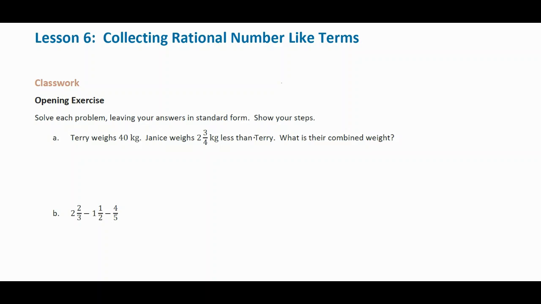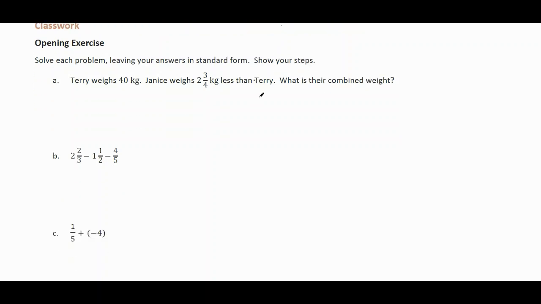So for letter A, it says here, solve each problem, leaving your answers in standard form. Show your steps. For letter A, it says here, Terry weighs 40 kilograms. Janice weighs 2 and 3/4 kilograms less than Terry. What is their combined weight? Basically, we were given the weight of Terry, which is 40 kilograms. Janice's weight is 40 kilograms minus 2 and 3/4.